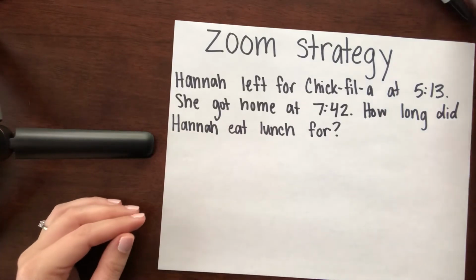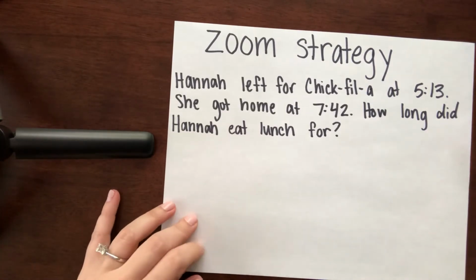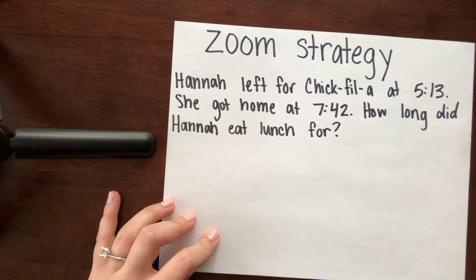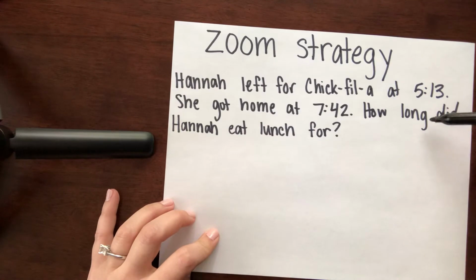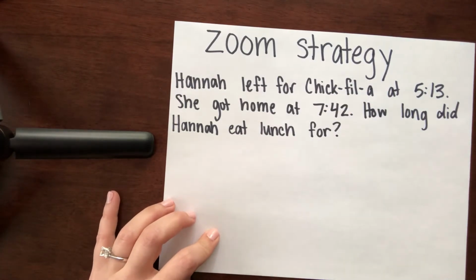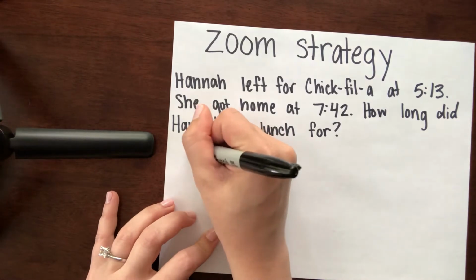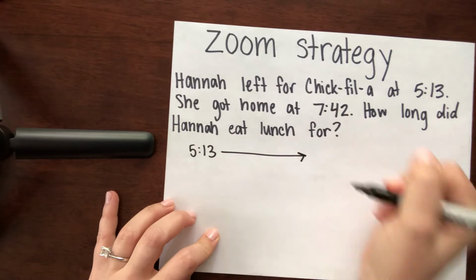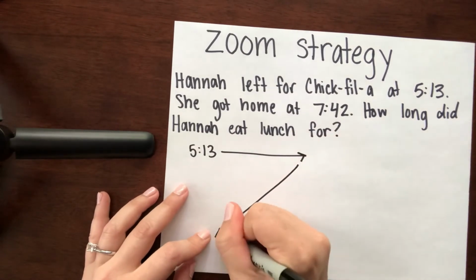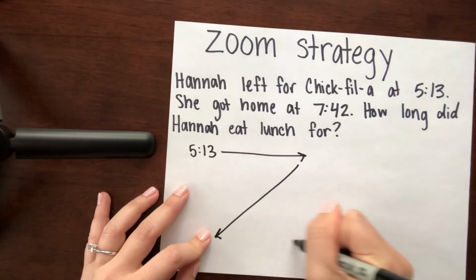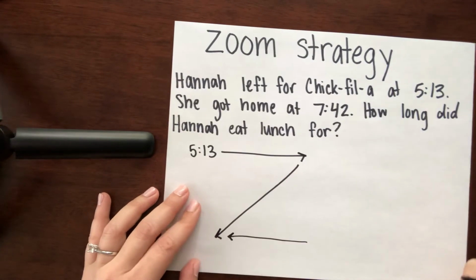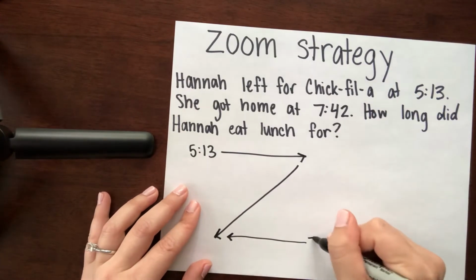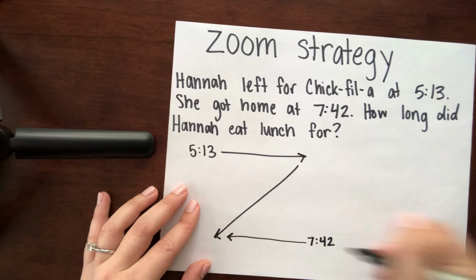All right, Hannah left for Chick-fil-A at 5:13. She got home at 7:42. How long did Hannah eat lunch for? Or I guess that's rather dinner. So I'm going to do my start time over here. I'm going to draw my arrow across, draw my arrow diagonal, and I'm going to draw my last arrow over. So my ending time is 7:42.